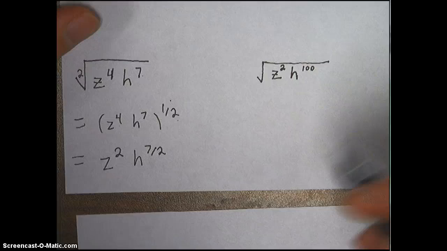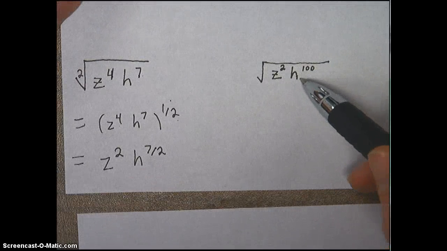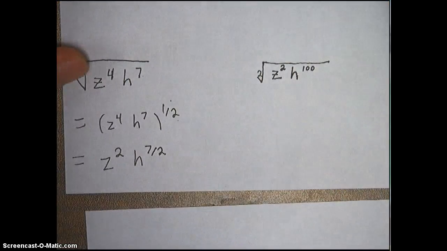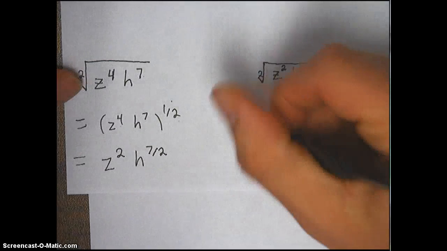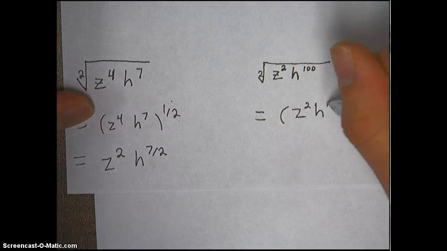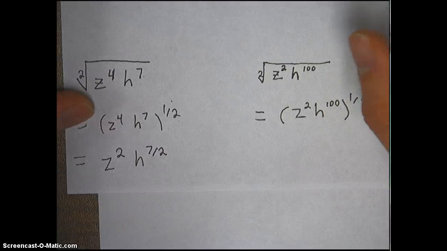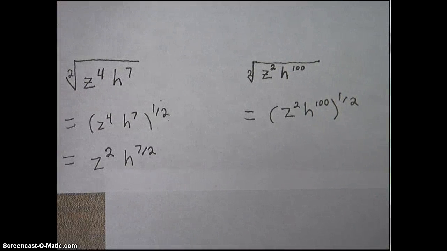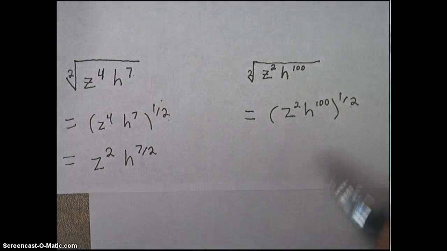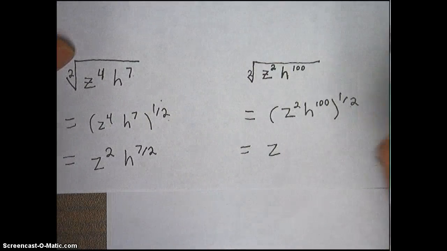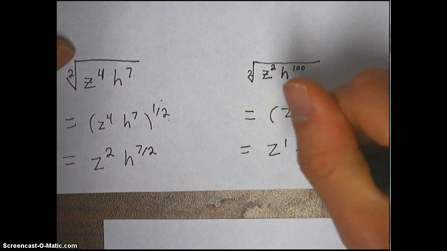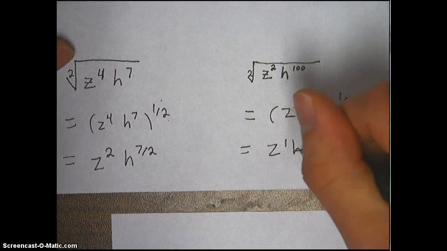Okay, last one. The square root of z squared times h to the 100th power. Remember that the index value of a square root is a 2, so I like to write in that 2 just in case. I don't want to forget. And I'm going to change that to z squared times h to the 100th power, all raised to the 1/2 power. I can simplify that a little bit more by distributing the 1/2 to both of the exponents by way of multiplication. So that's going to be z to the, well, 2 times 1/2. Half of 2 is just 1. So z to the 1st power times h.